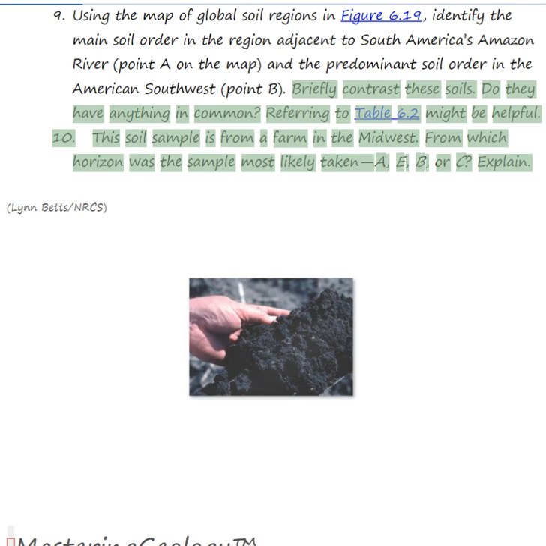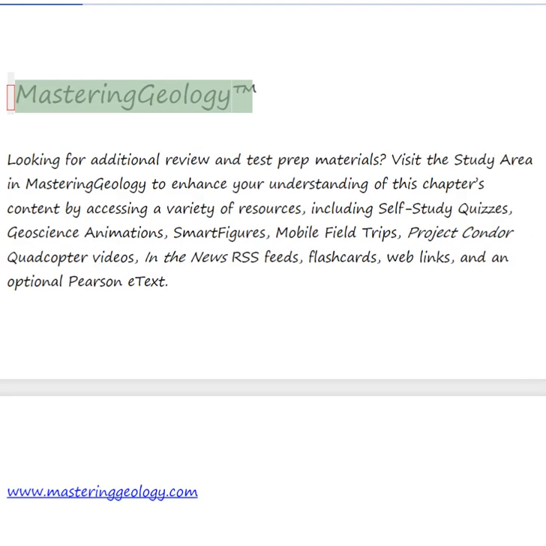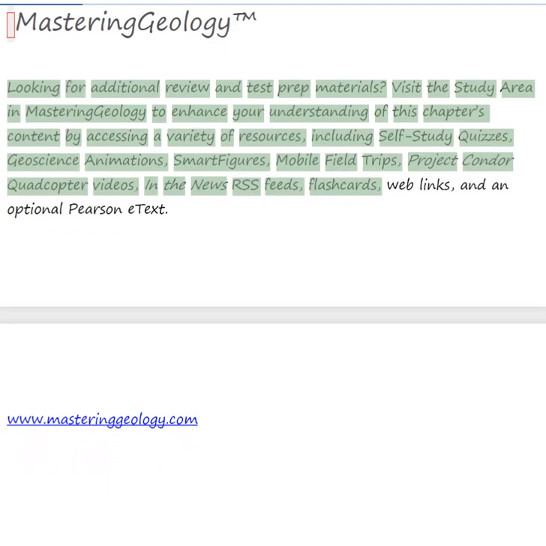10. This soil sample is from a farm in the Midwest. From which horizon was the sample most likely taken, A, E, B, or C? Explain.